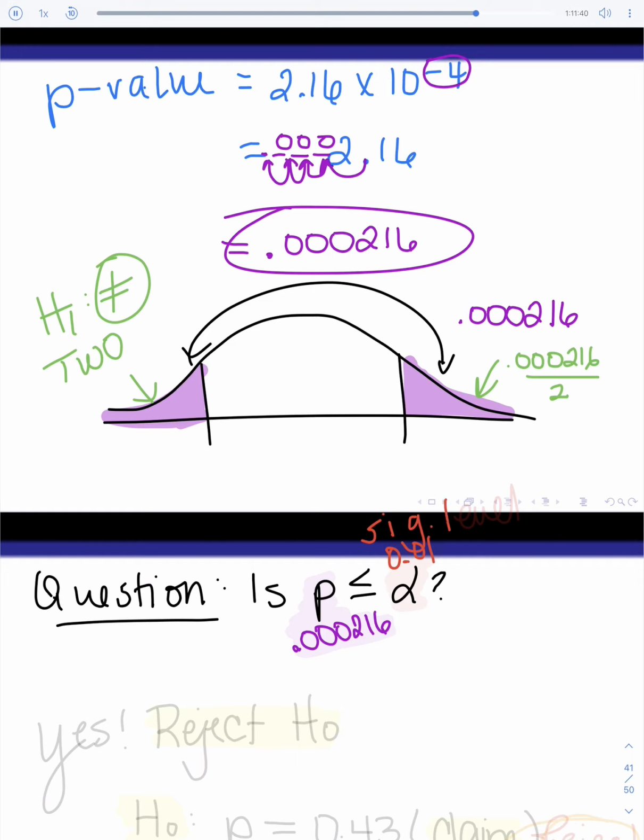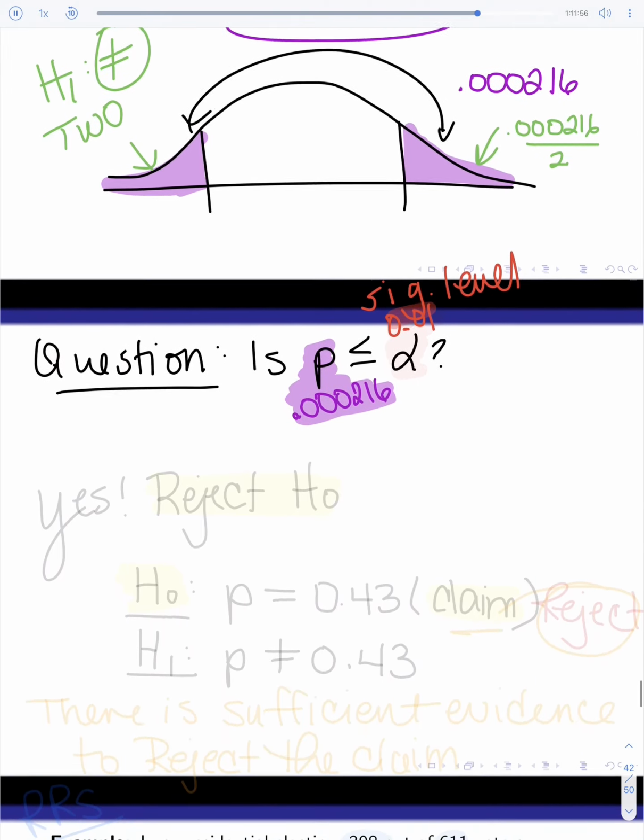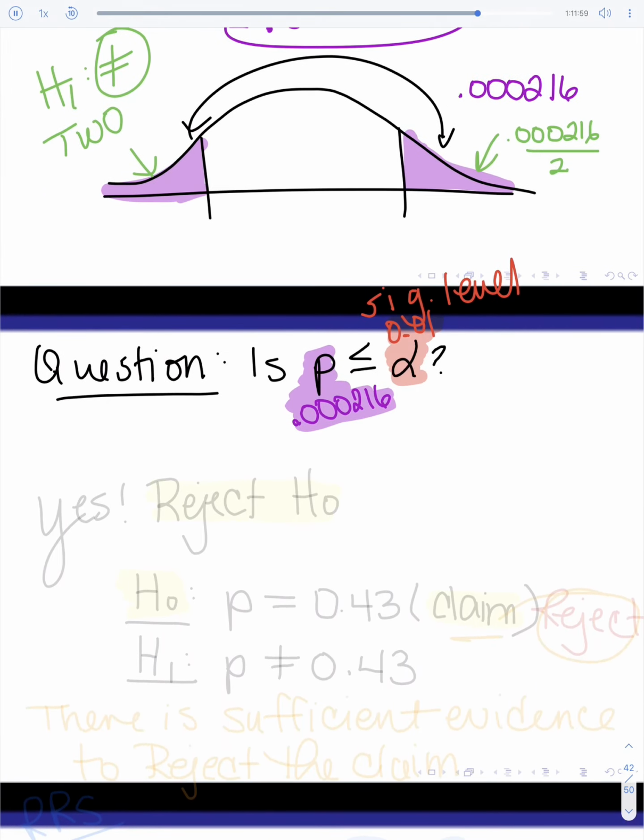Remember that alpha is your significance level that's given to you in your problem. So is the 0.000216 for the p-value that we came up with less than the 0.01 that we got for the alpha, the significance level that was given to us? Yes, absolutely. What does yes mean? It means that we're going to reject H0.